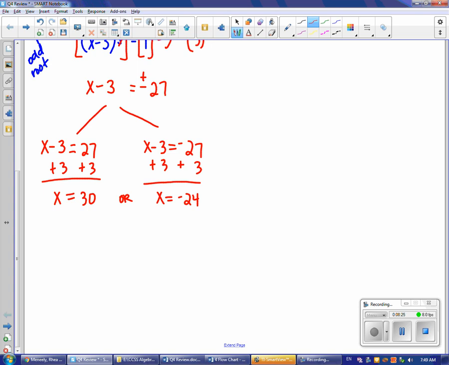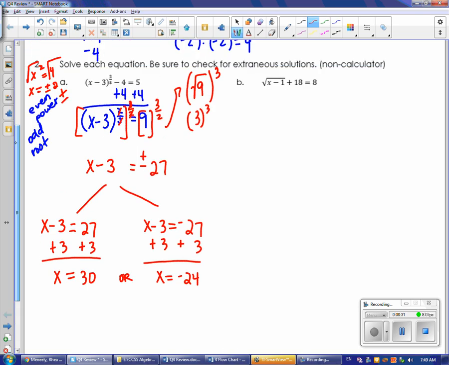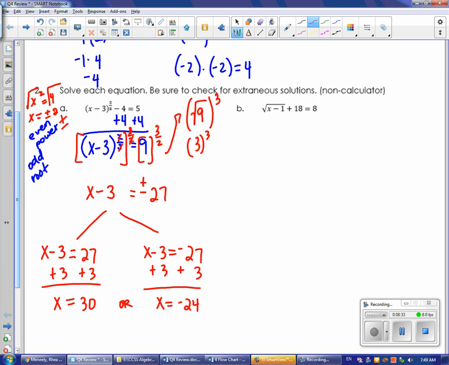And one thing that it's always a good habit to do is to plug your answers back in to make sure that they work. Let's take a look at the next equation. Now I've got the square root of x minus 1 plus 18, and that equals 8.